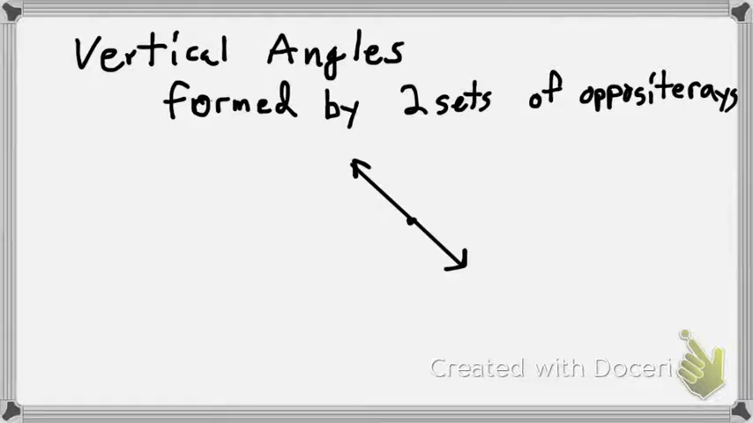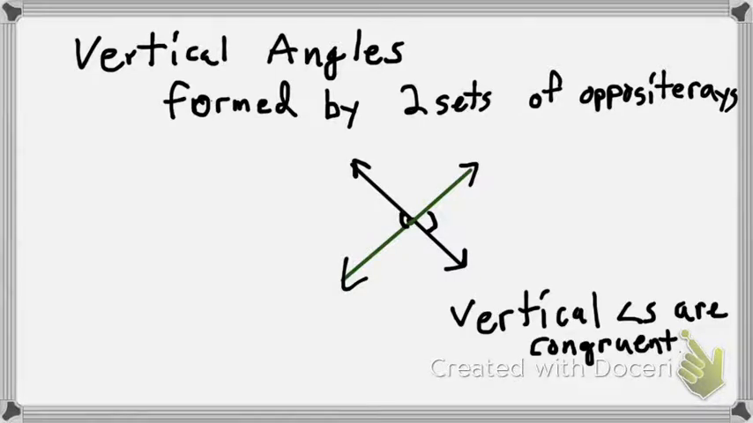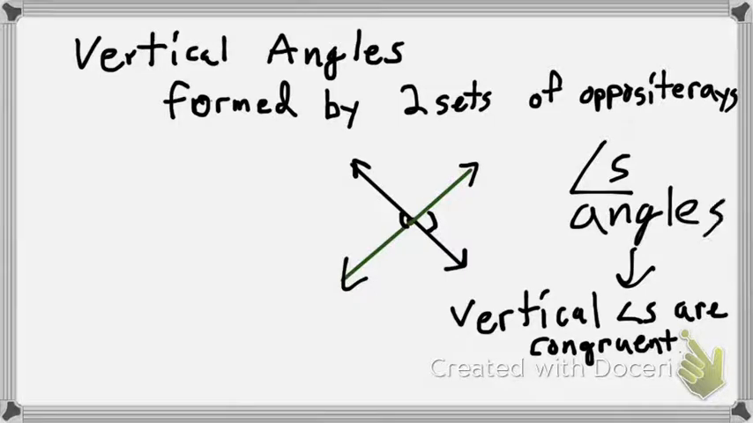Now, that looks like a line. But where this becomes important for vertical angles is to realize that if we put two of those together, the angles that are formed end up being congruent. So vertical angles, and this sign right here is the angle sign with a little s next to it, we say angles. So vertical angles are congruent.